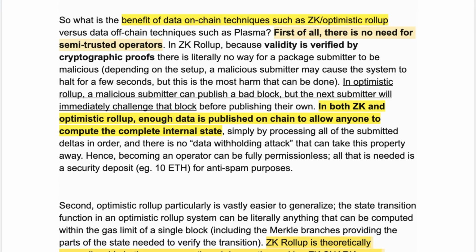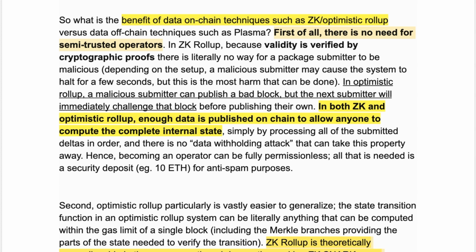So, what are the benefits of data on-chain techniques such as zero knowledge optimistic rollup versus data off-chain techniques such as plasma? Now, first of all, there's no need for a semi-trusted operator, and I'll explain to you why in a moment. With plasma you need semi-trusted operators, but with the zero-knowledge optimistic rollup, a malicious actor can publish a bad block and it will automatically be challenged by the next submitter.